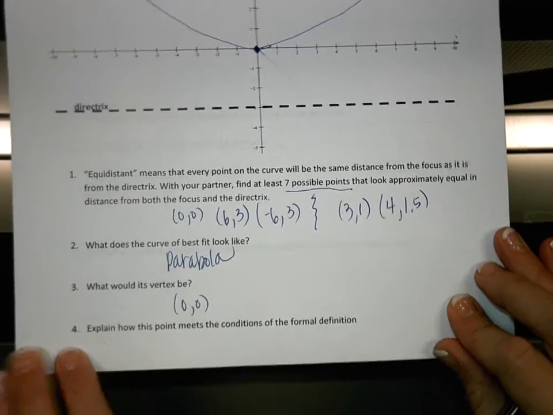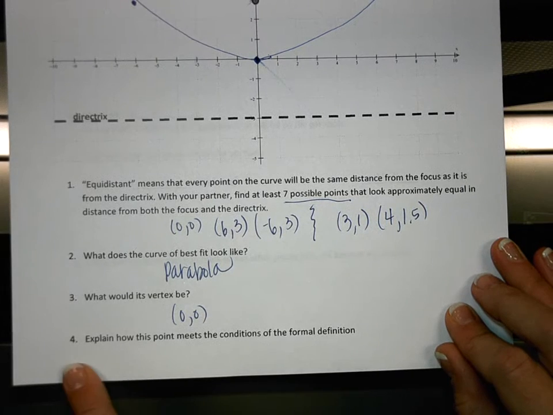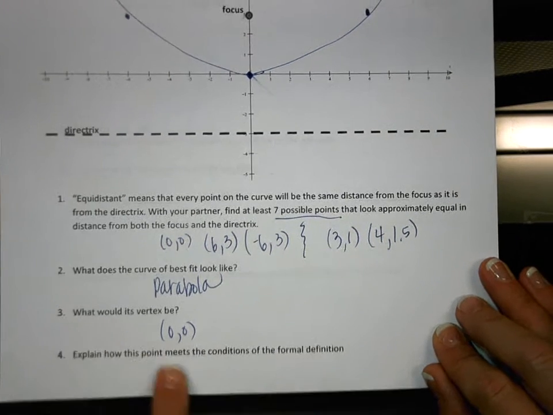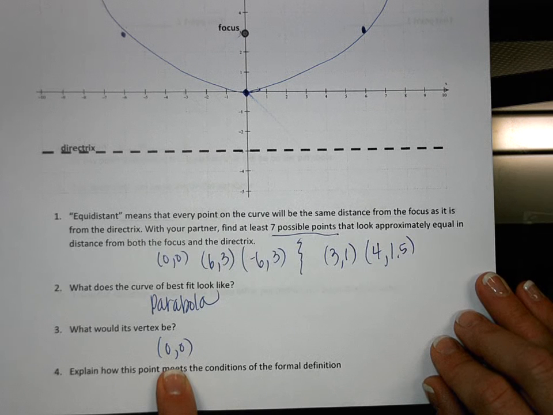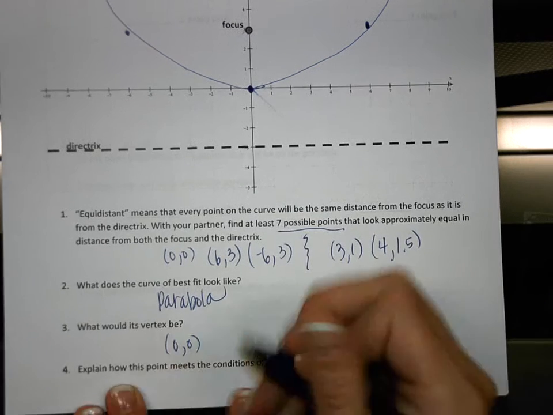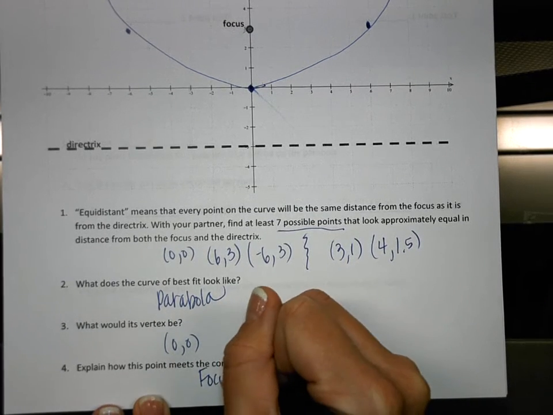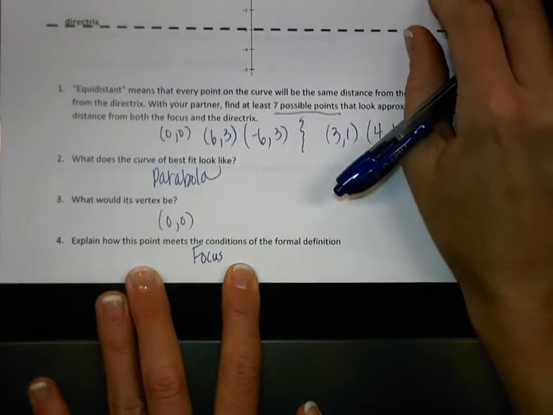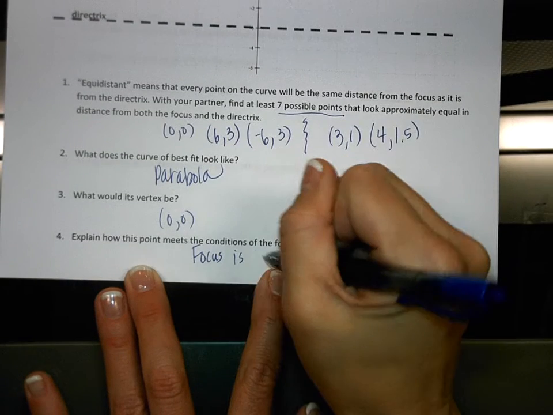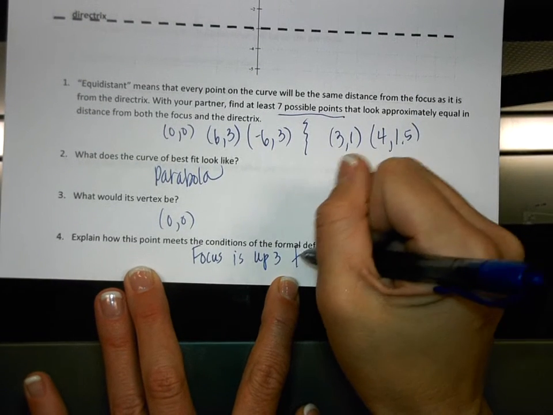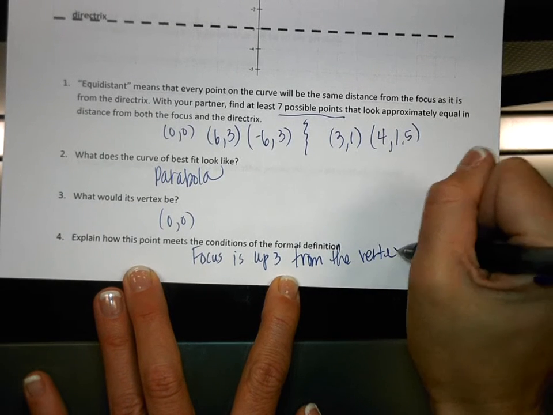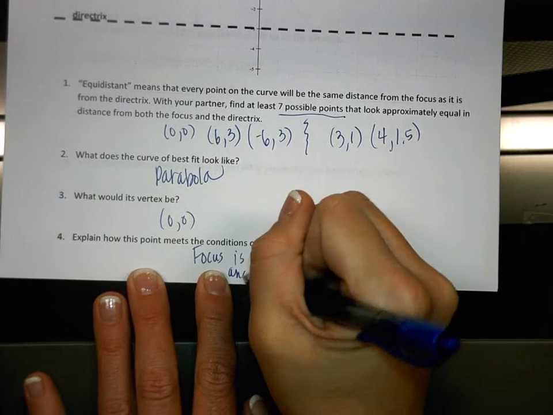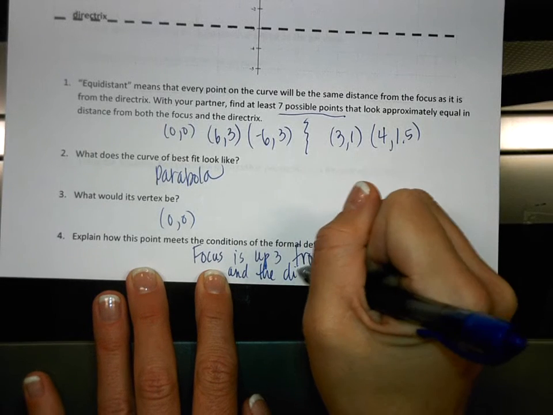And then it says, number 4, explain how this point meets the condition of the formal definition. So how does (0, 0) meet the definition? It's equidistant from the focus and the directrix. Very good. So the focus is up 3 from the vertex, and the directrix is down 3.